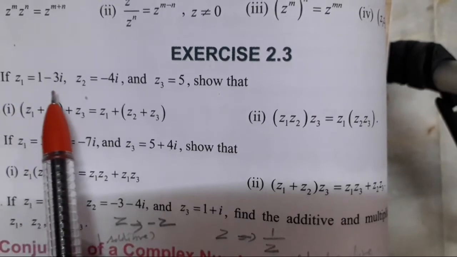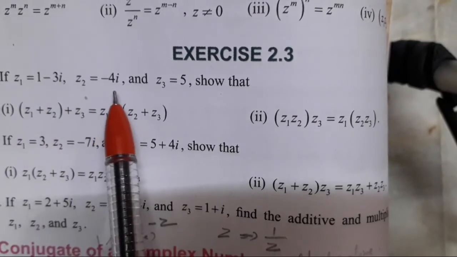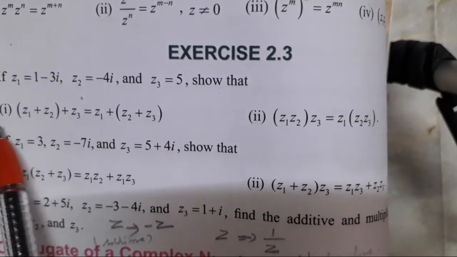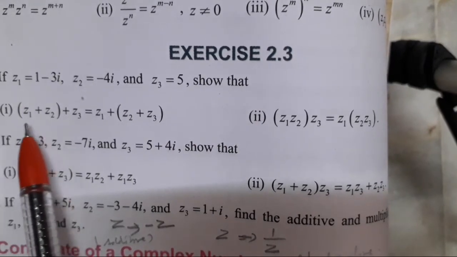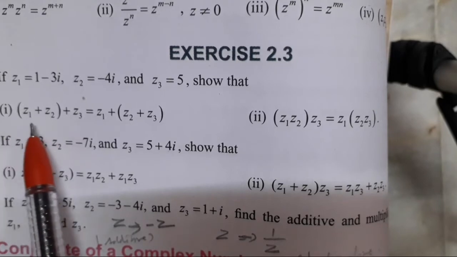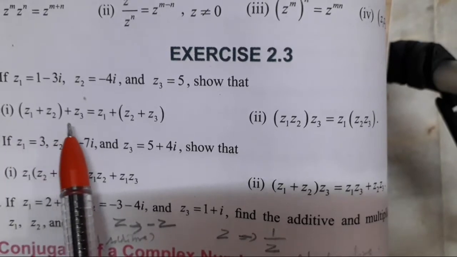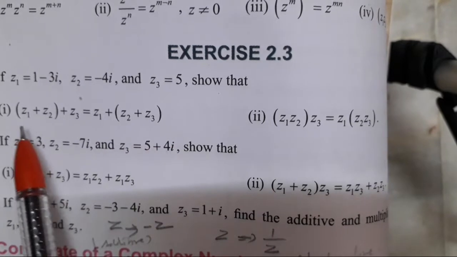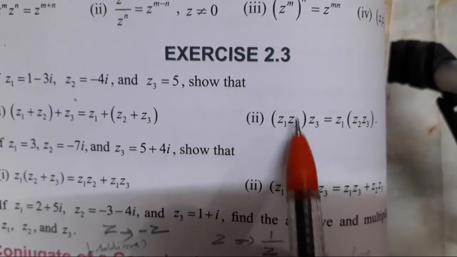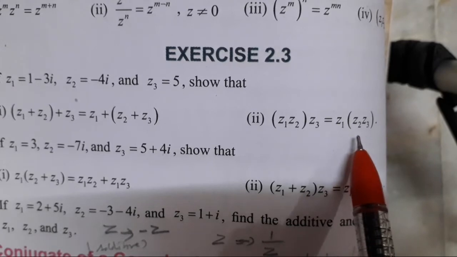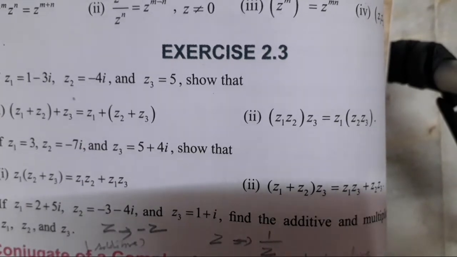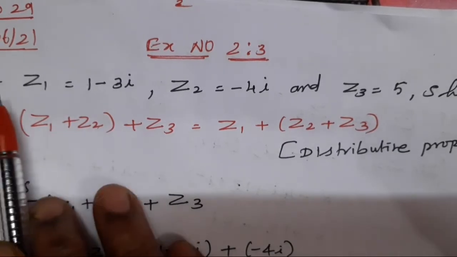If Z1 equals 1 minus 3i, Z2 equals minus 4i and Z3 equals 5, we are going to prove the property we learned. Z1 plus Z2 plus Z3 equals Z1 plus Z2 plus Z3, and here Z1 into Z2 into Z3 equals Z1 into Z2 into Z3. This is a very easy sum. I explain now.